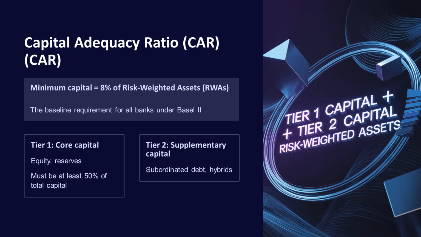At its core, Pillar 1 defines a Capital Adequacy Ratio, or CAR, requiring banks to hold capital equal to at least 8% of their risk-weighted assets. This capital is divided into Tier 1 capital, core capital like equity and retained earnings, and Tier 2 capital, supplementary capital like subordinated debt and hybrid instruments. At least half of this capital must be Tier 1, ensuring the majority is permanent and truly loss-absorbing.